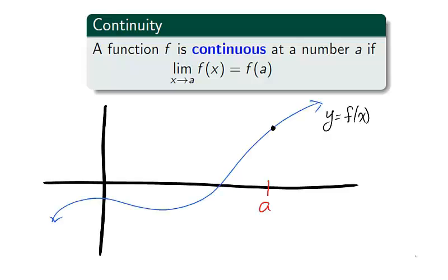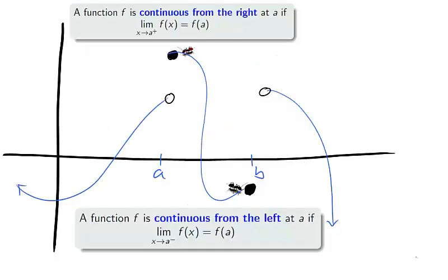A function f is continuous at x equals a if the limit as x approaches a equals the actual value f of a. That is, we have an uninterrupted flow. The location of the point at x equals a is the one implied by the trend of the previous points. The limit equals the actual value.